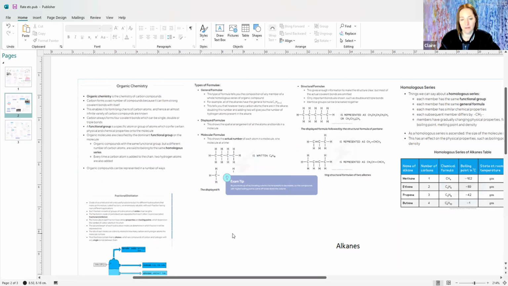Organic is all about your hydrocarbons and the different functional groups on them. So know what a functional group is: it's a group of atoms that confers certain physical and chemical properties onto one molecule. So we'll cover those different ones.